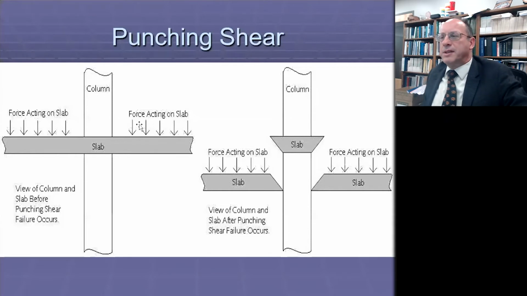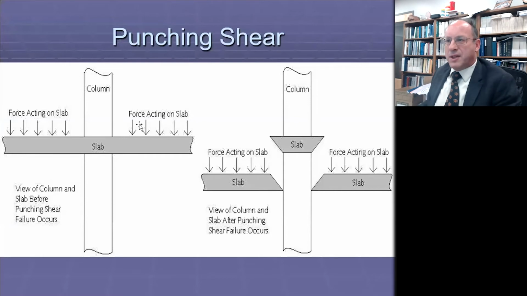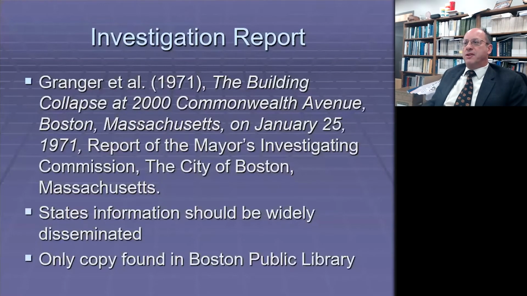One of the reasons we study these failures is to try to disseminate the results and to improve knowledge of the collapses and their effects. In this case, there was a report written for the city of Boston, and the conclusion of the report said that the information of this collapse should be widely disseminated. I think there's only one copy, which is in the Boston Public Library. So a student and I later wrote a paper about this, and this is also included in the book that I wrote about cases.